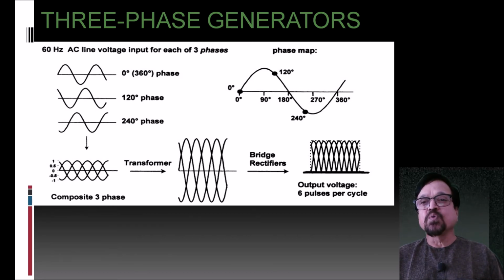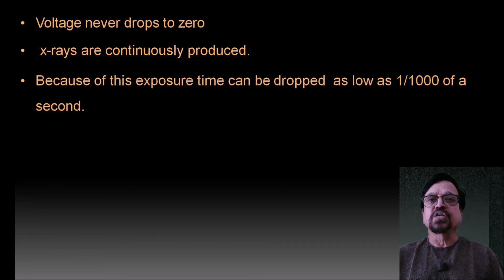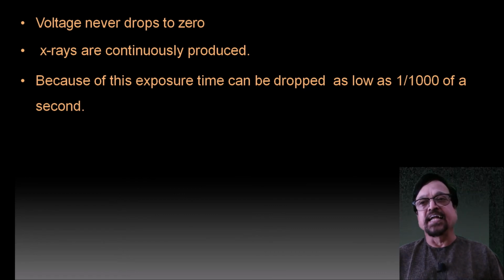Initially low voltage, then the transformer converts it into high voltage, but with high frequency and low wavelength, and then it is converted by the rectifiers into the unidirectional flow. Now in this circuit, we must have seen that voltage never drops to zero. Exposure is continuously produced. Why? Because there is never 0 volt. Always there is a current flowing from one side to another side, or anode to cathode.